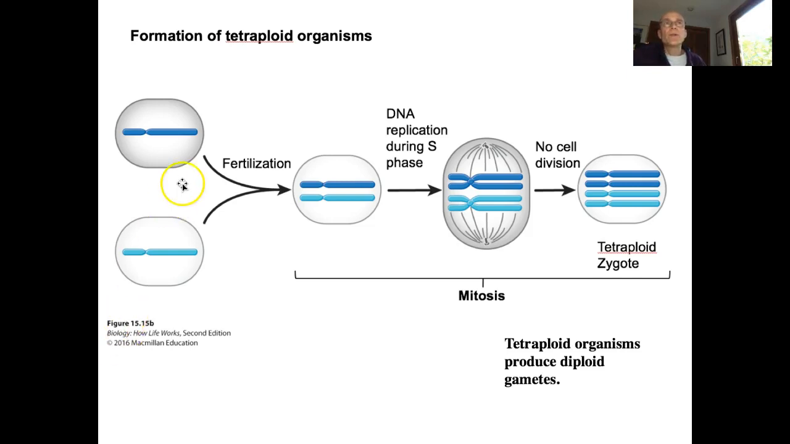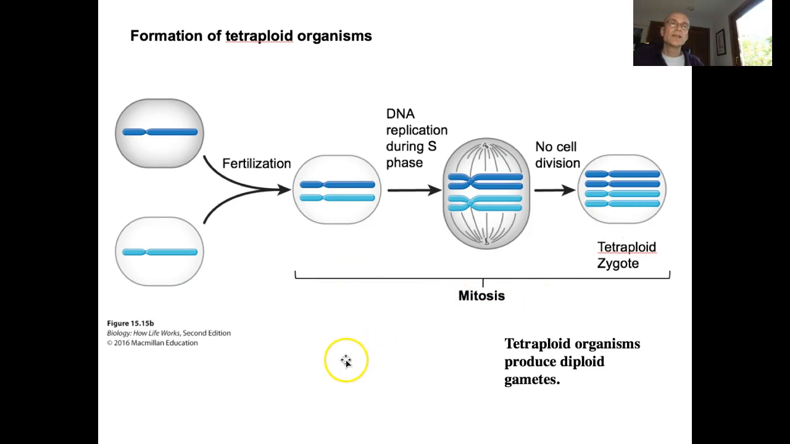And then here's an example of a tetraploid formation. Here we have DNA replication occurring, but no cell division. So we have DNA replication in S phase, and then we go through mitosis, but we omit cell division. This is a mistake, right? This should not happen. But if it happens, then it leads to a tetraploid cell. And tetraploid organisms would produce diploid gametes, right? So they will then duplicate these and then maybe go through regular meiosis, and they will always produce diploid gametes.